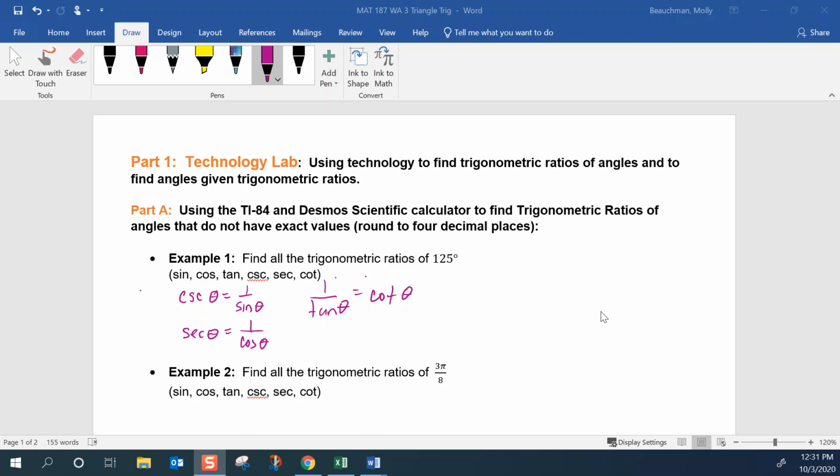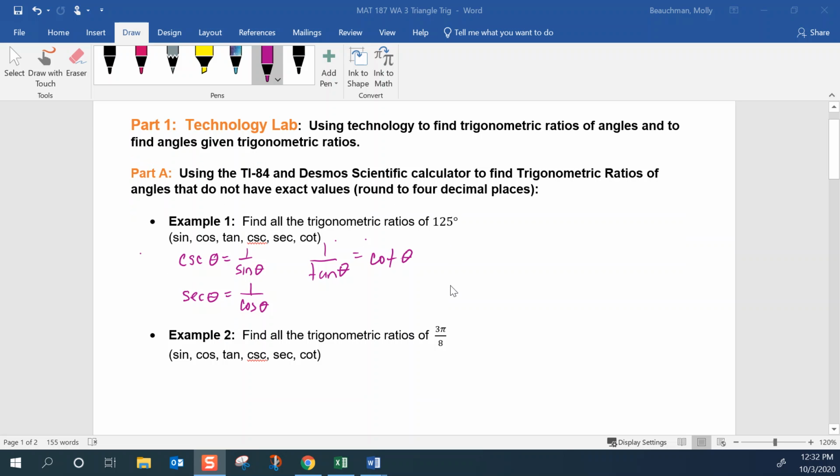In this video, we're going to take a look and see how to use the Desmos graphing or scientific calculator or your scientific calculator to find the trig ratios of angles that don't have exact values. And we're going to round to 4 decimal places. First example is finding all the trigonometric ratios of 125 degrees given in degree measure. Second example is finding all the trig ratios of 3 pi over 8 given in radian measure.